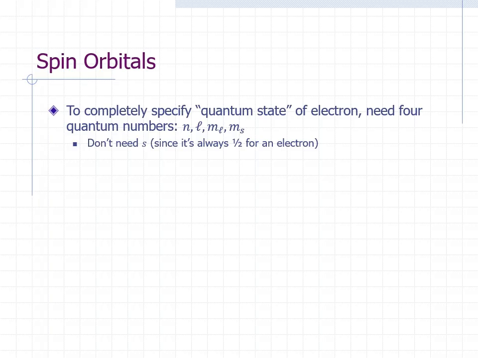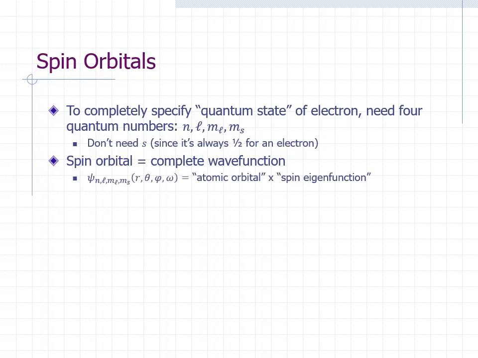We use the term spin orbital to refer to the complete wave function that takes into account not only the atomic orbital, which describes the probability of finding the electron in space, but also its spin. A spin orbital is equal to an atomic orbital multiplied by a spin eigenfunction. The atomic orbital depends on the spatial coordinates r, theta, and phi. We define the spin coordinate, omega, as the variable upon which the spin eigenfunction depends.